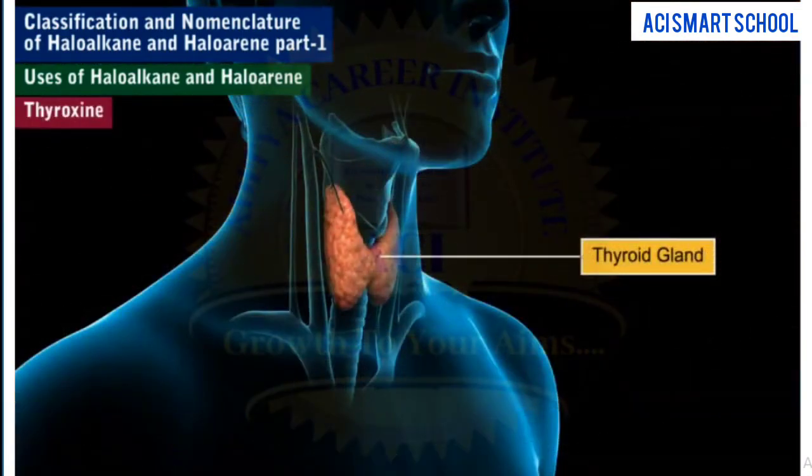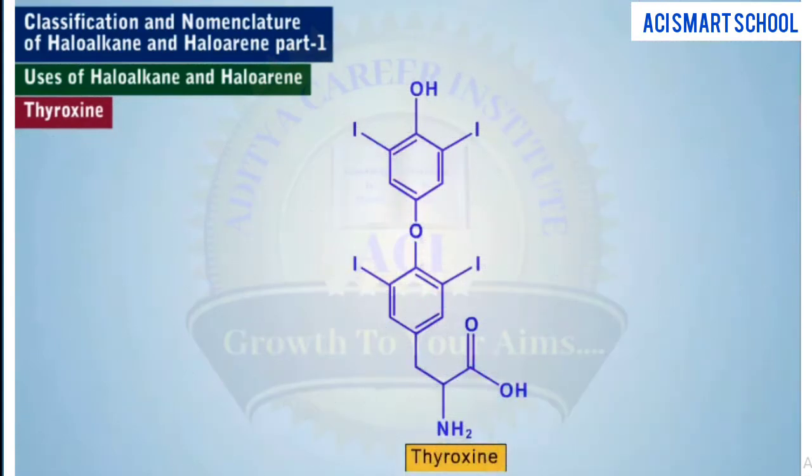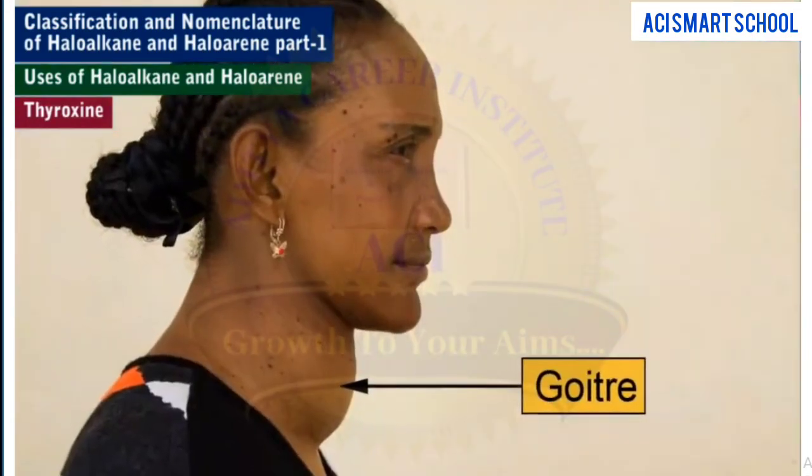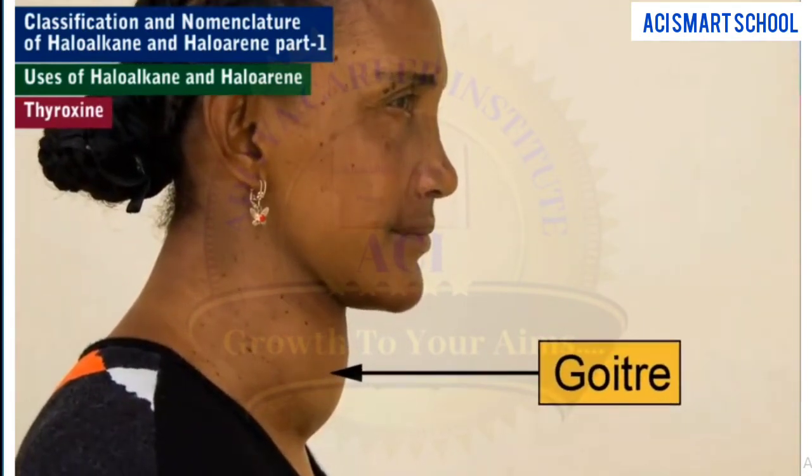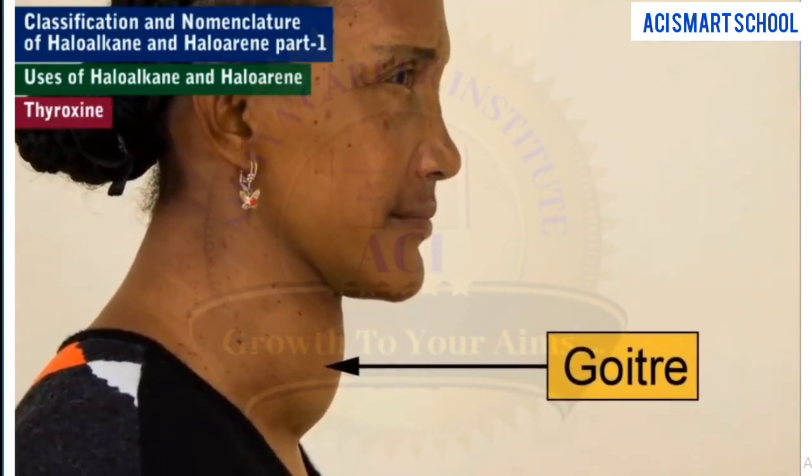The thyroid gland, a butterfly-shaped gland at the base of your neck, produces the hormone thyroxine. Notice the 4 iodine atoms in the chemical formula. A lack of dietary iodine can lead to a deficiency of this hormone, which can eventually lead to goiter.